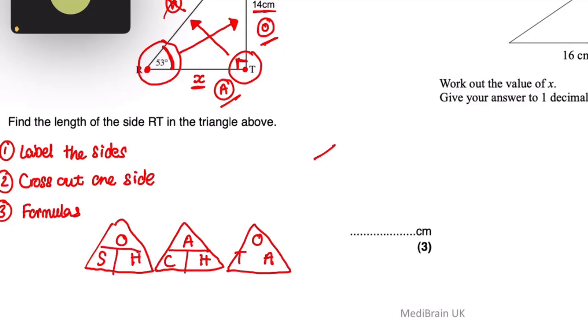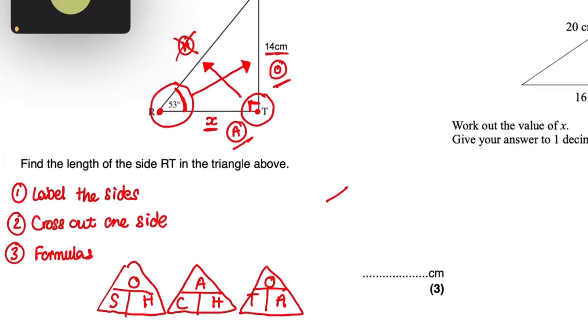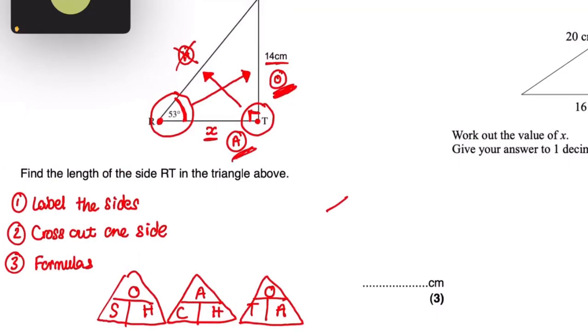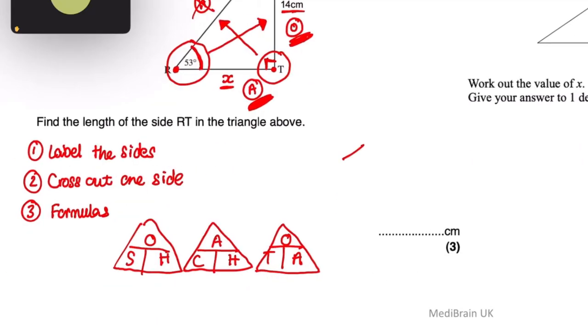Now, which formula do we need to choose? We've got O and we've got A, so we need to choose the formula which has an O in it and an A in it. This first formula has an O and an H. It doesn't have an A, so we're going to cross it out. CAH has an A and an H. It doesn't have an O and an A, so we're going to cross it out. And then TOA has an O in it and an A in it, so we're going to keep it.